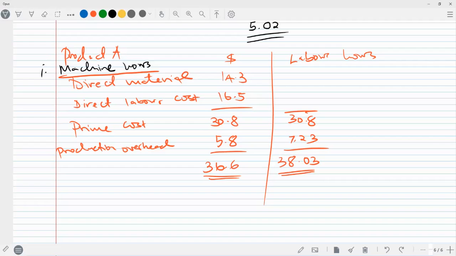So just say that from X to product A, so that you can apply what you just learned above on the production overhead. Look, they have given the total production cost: 36.3 if you use machine hours, and 38.03 if you use the labor hours as the basis of absorption. Clear.